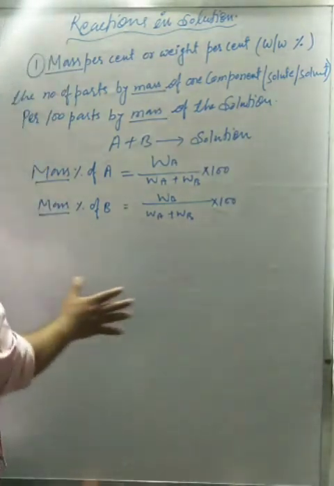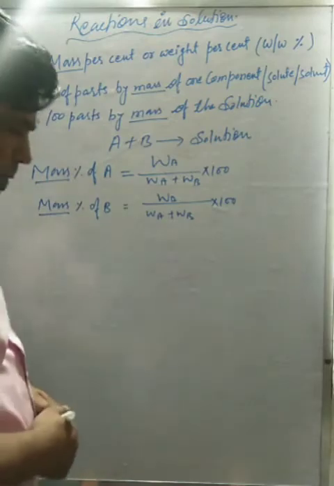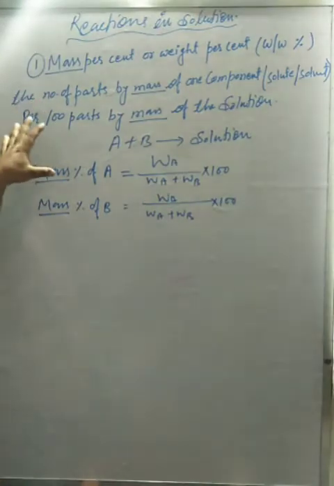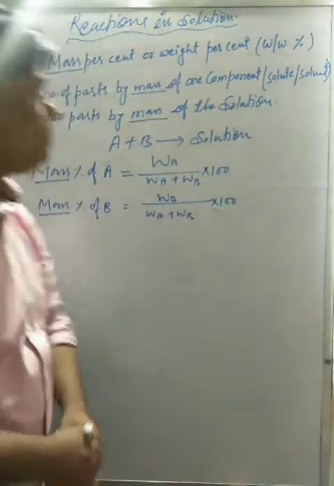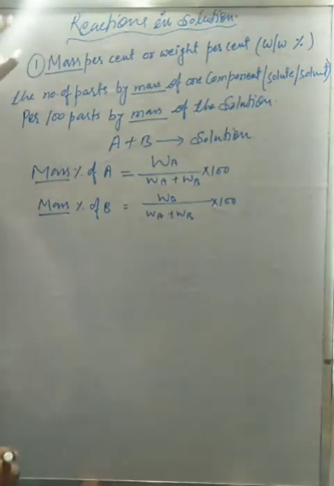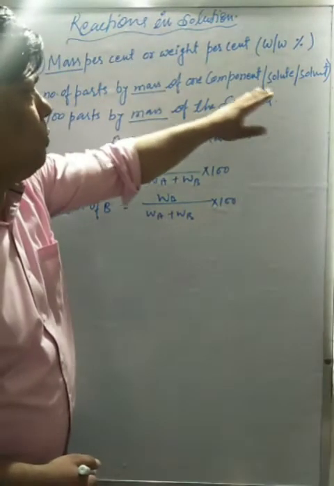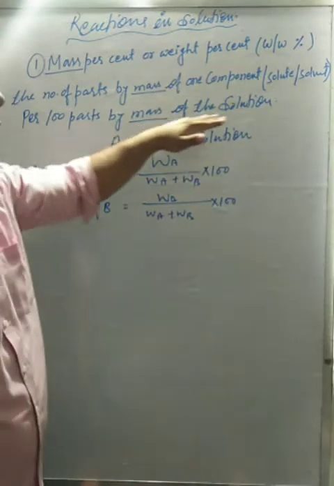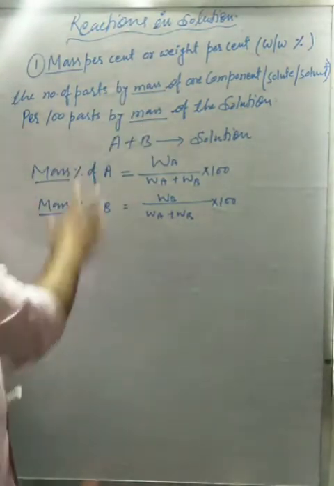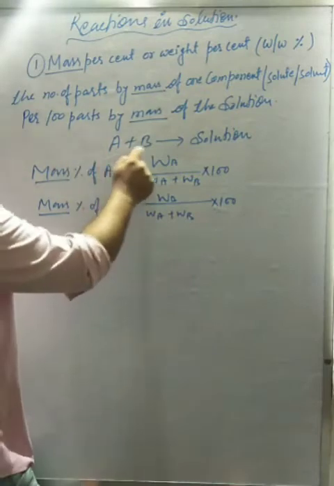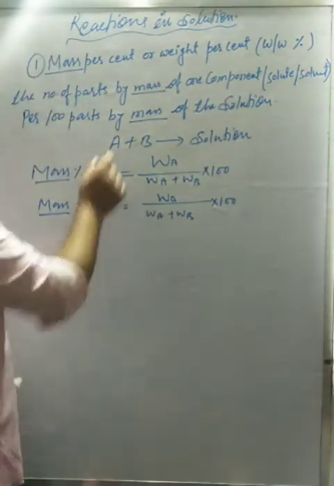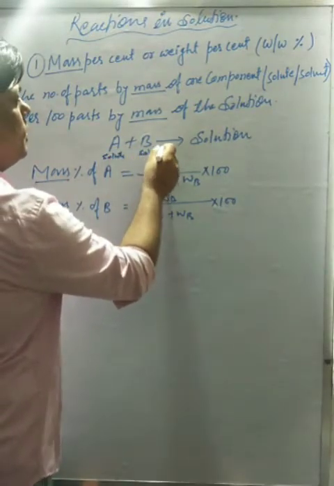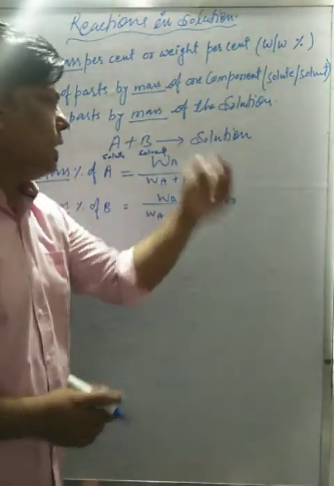Okay, let's start with mass percent or weight percent. Actually there is a difference between mass and weight, but for this topic mass percent or weight percent is the same thing. What is mass percent? The number of parts by mass of one component, it may be solute or solvent, per 100 parts of mass of the solution. Suppose we have a hypothetical equation A plus B gives solution, where A is solute and B is solvent. Solute plus solvent gives solution.